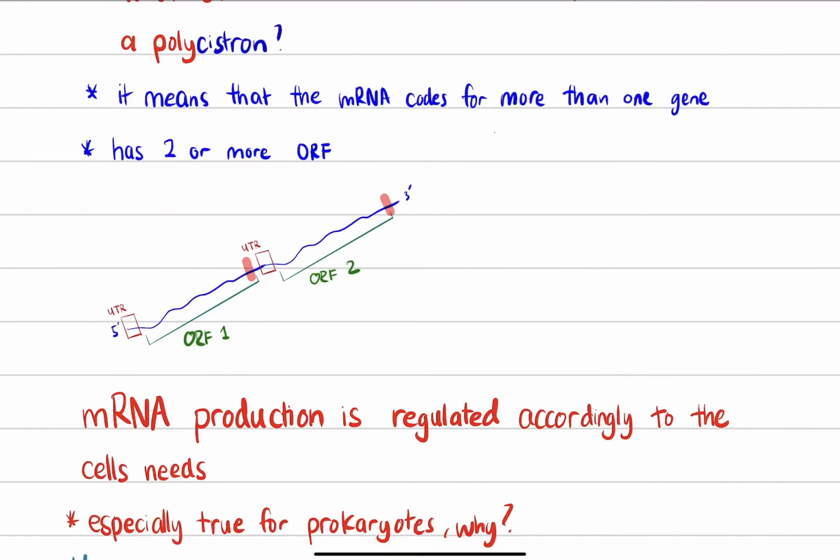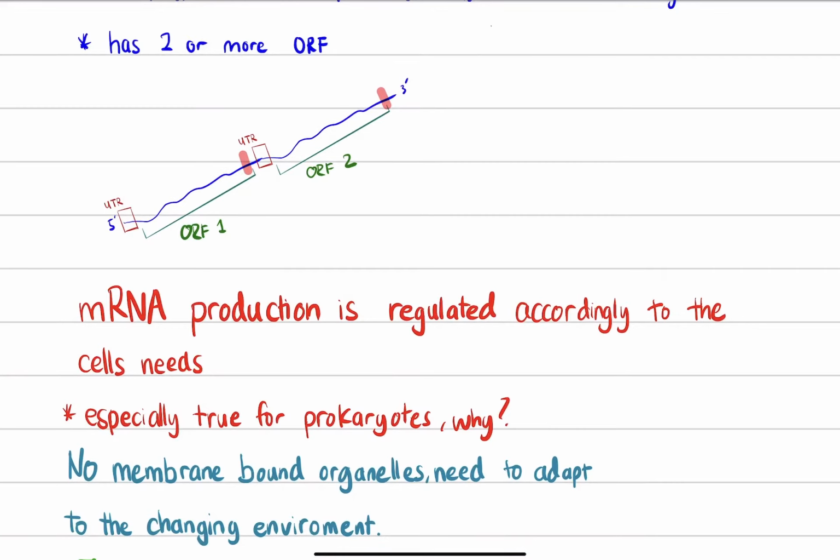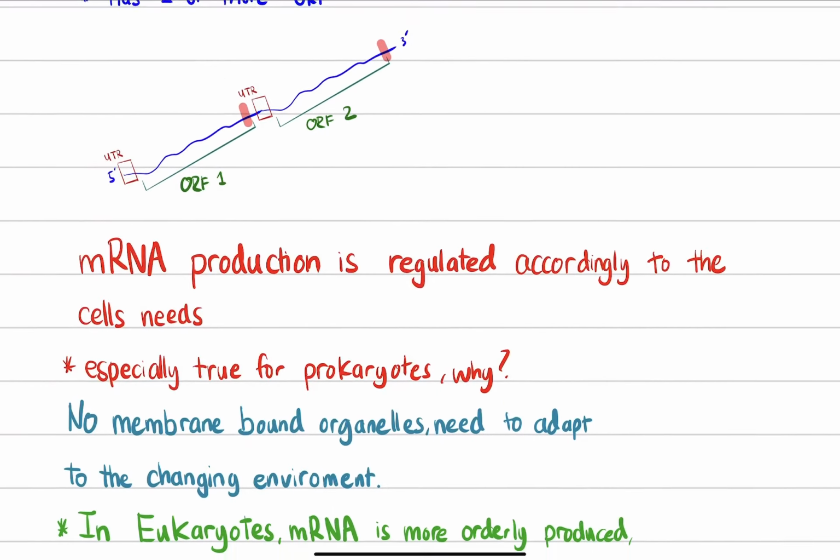Also, we want to think about the location in prokaryotes. It doesn't have any internal organelles. It's open plan. It doesn't even have a nucleus. It's all open. Everything is available in the cytoplasm. So everything can happen all together in a sense, and that's why it's more convenient for prokaryotes to have polycistrons. So no membrane-bound organelles, and it needs to adapt to the changing environment. We talked about that just now.